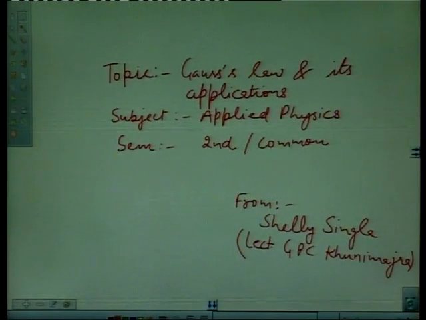Today my topic is Gauss's law and its applications. So, first of all, we will start with Gauss's theorem.